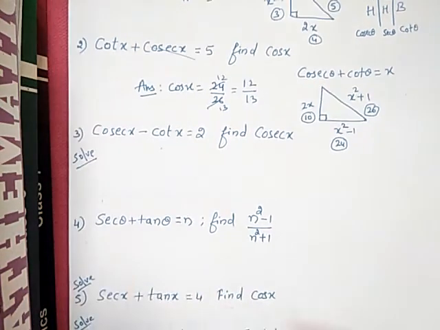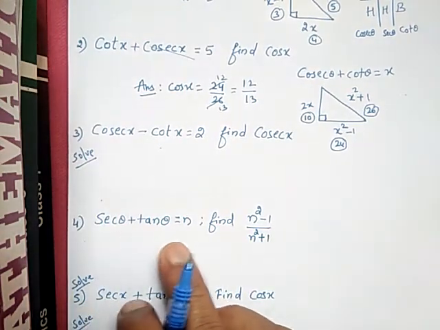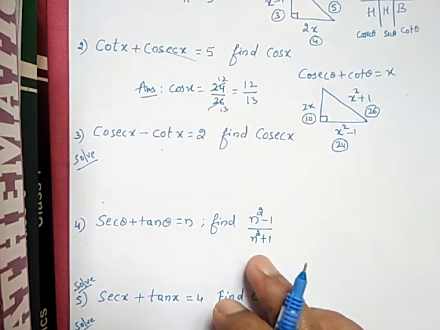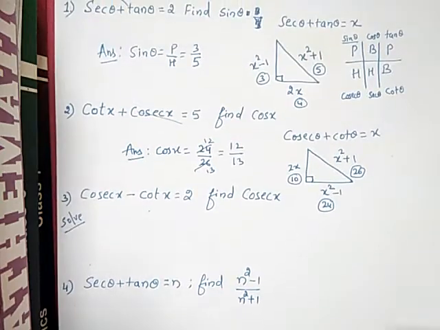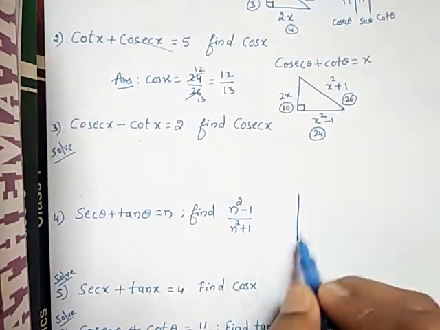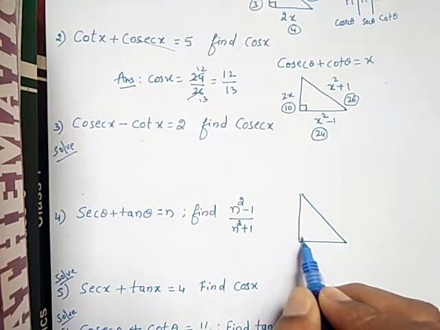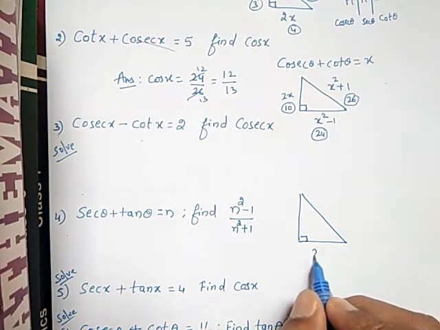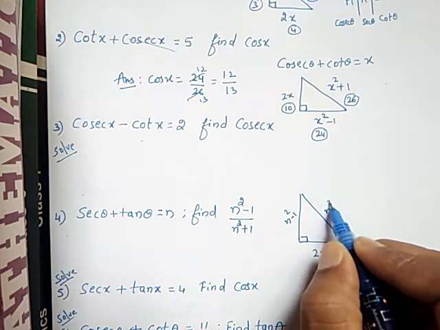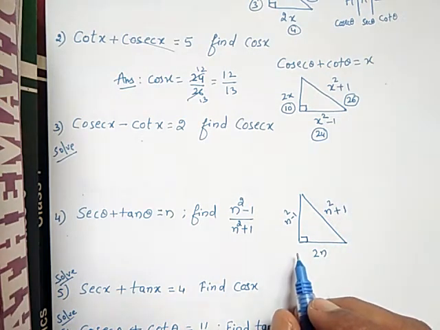So in the same way, now you go for sec theta plus tan theta is equal to n. Find n square minus 1 divided by n square plus 1. See here, instead of x, I have taken n. So if you take here again, Pythagoras theorem, right angle triangle, you can take this as n, 2n, and this as n square minus 1, and this as n square plus 1. Instead of x, we have taken n.